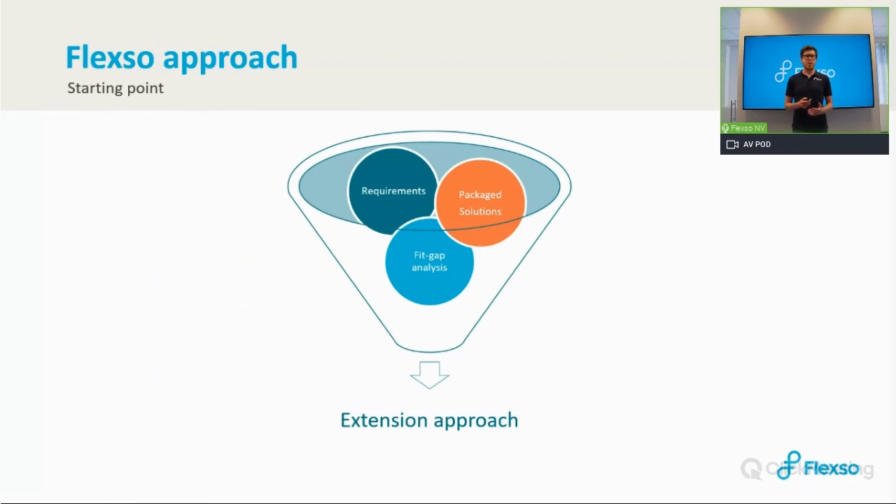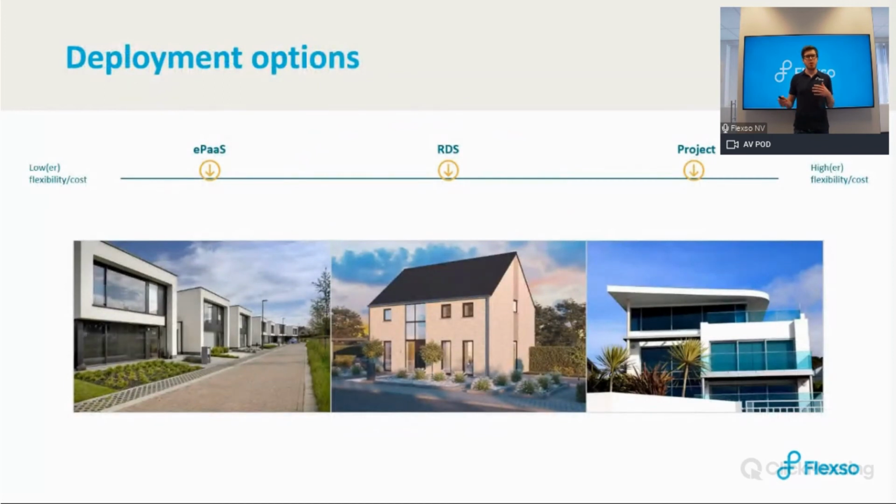For this approach, we need, of course, a starting point. And this is where the requirements come in. We match those requirements with the available packages and the accelerators that we have. And based on that, we make a fit gap analysis. All that together leads to knowing what extension approach best fits your scenario. And why do we need such a starting point and knowing what extension approach to take?